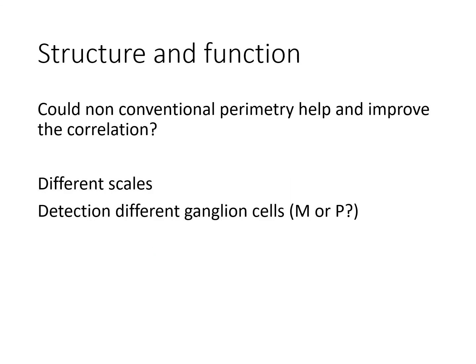Could non-conventional perimetry help and improve the correlation? For the moment, we don't know. There is the possibility, but we also have to consider that a different perimetry could detect and assess different ganglion cells, so that could be a different problem.